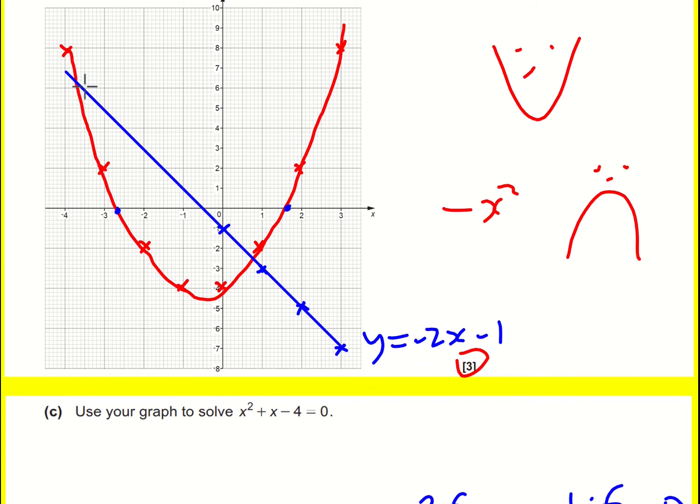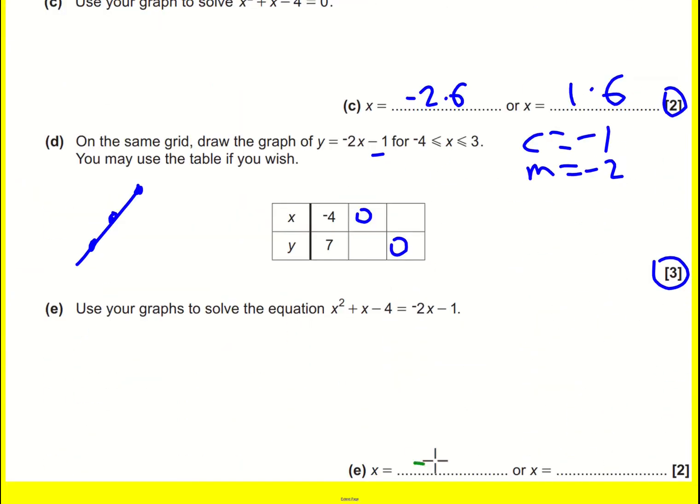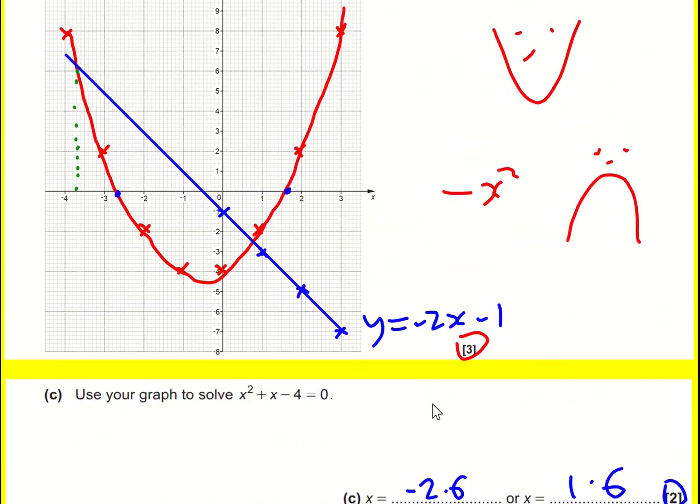So again, there'll be a range of values that's accepted. I'm reading off minus 3.7, I think. Or it's going to be this where it crosses here, and that's looking like 0.7, I'd say.